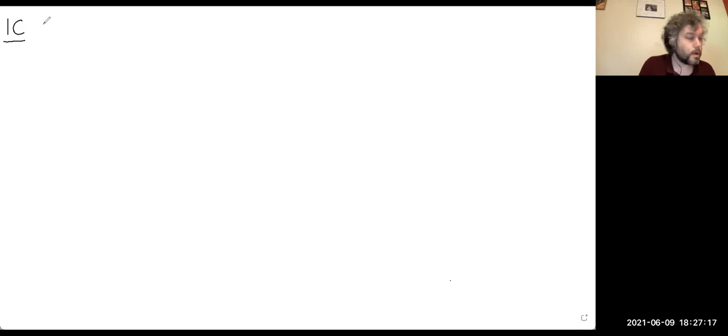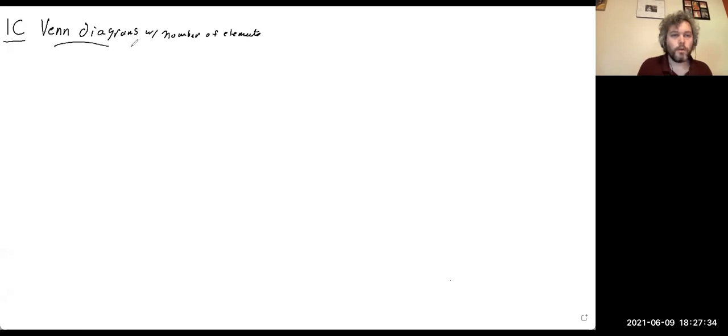Okay, so this is section 1C, more Venn diagrams, this time with number of elements. One thing you'll notice as we go through this class is that it always goes in threes. For each chapter, there are 3 sections.